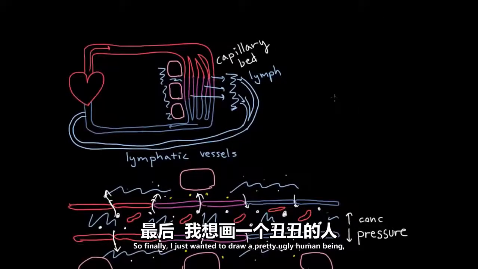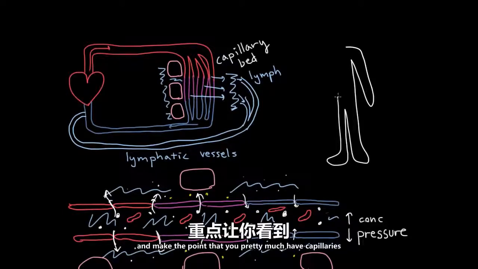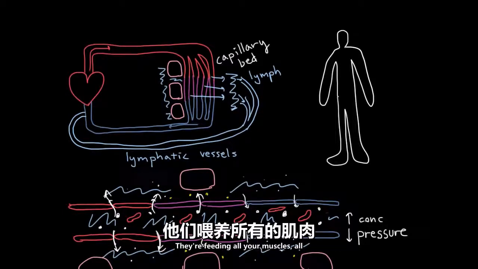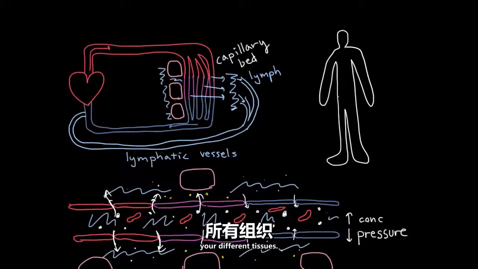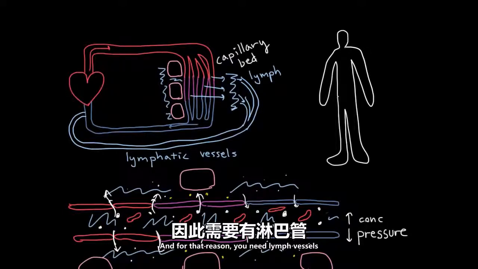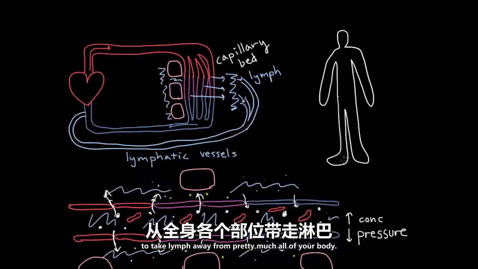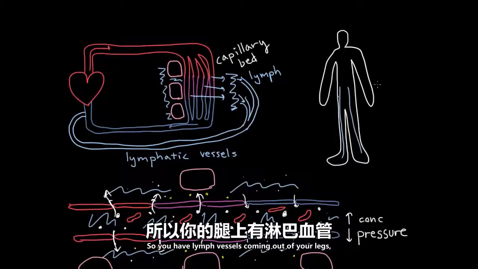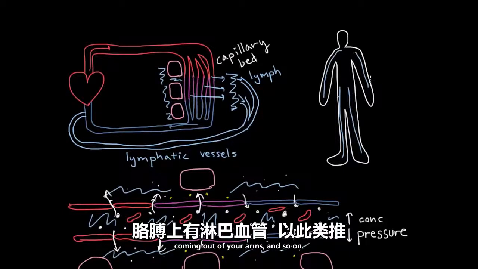So finally, I just wanted to draw a pretty ugly human being and make the point that you pretty much have capillaries all over your body. They're feeding all your muscles, all your different tissues, and for that reason you need lymph vessels to take lymph away from pretty much all of your body. So you have lymph vessels coming out of your legs, coming out of your arms, and so on.